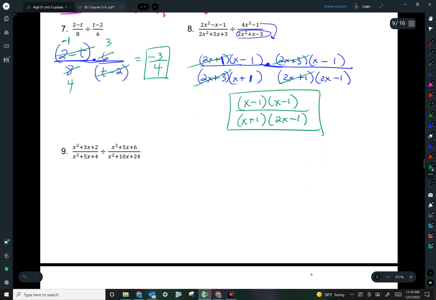Okay, so let's try number 9. It would really be smart of you, if you're really working along like this would be a class scenario, if you paused the video, tried it yourself, and then came back and compared. So I'm just going to keep going.